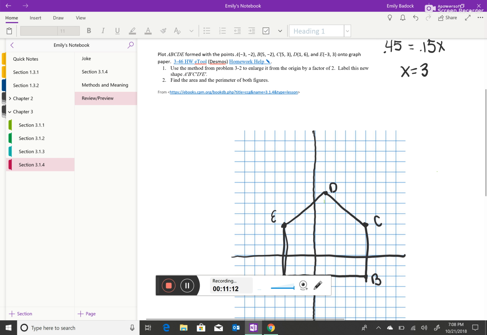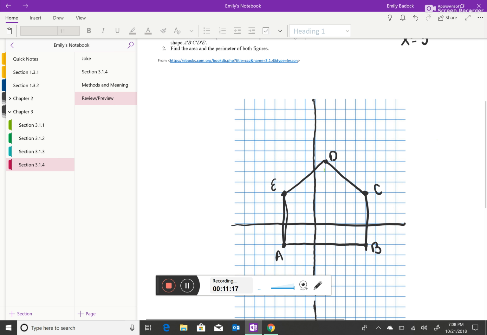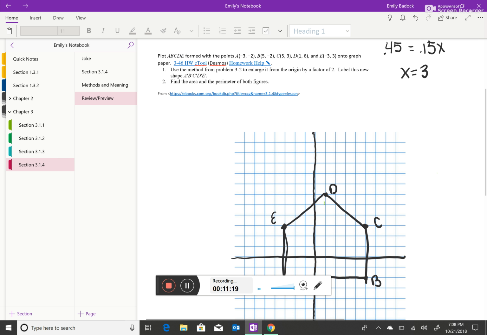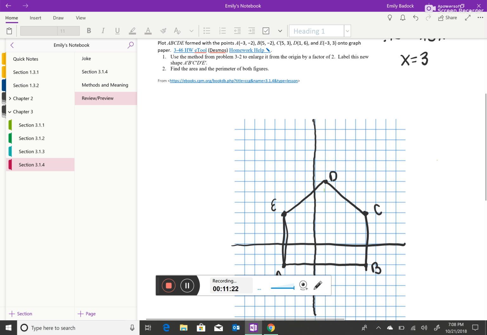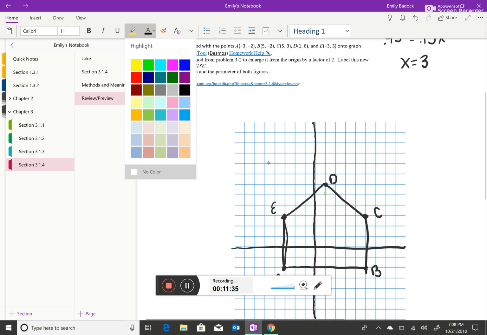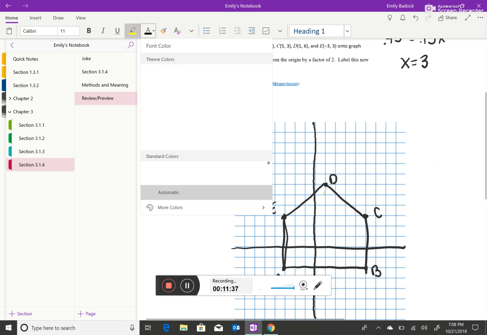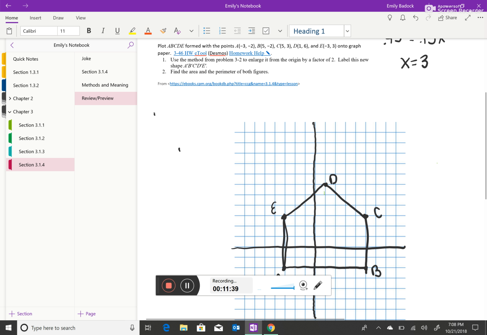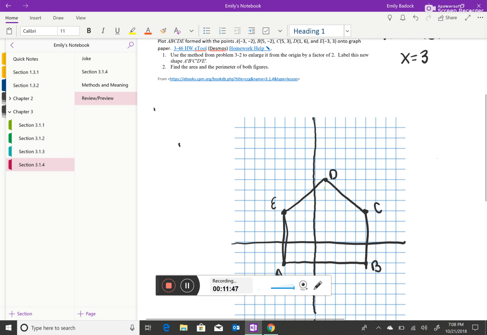Alrighty. Plot A, B, C, D, E formed with these points onto the graph paper. To save some time, I already did that for us. Use the method from problem 3-2 to enlarge the original by a factor of 2. Label the new one to find the shape. So I'll do my enlarged figure in red. So remember, anything that I'm enlarging, I'm going to go ahead and multiply by 2.